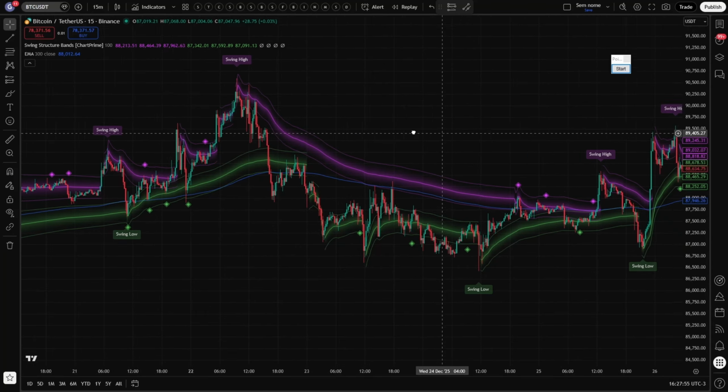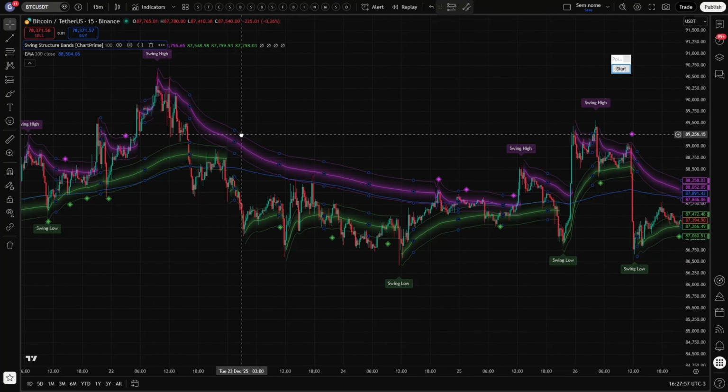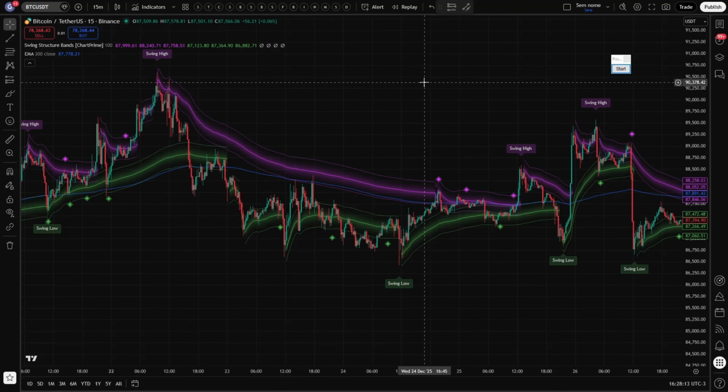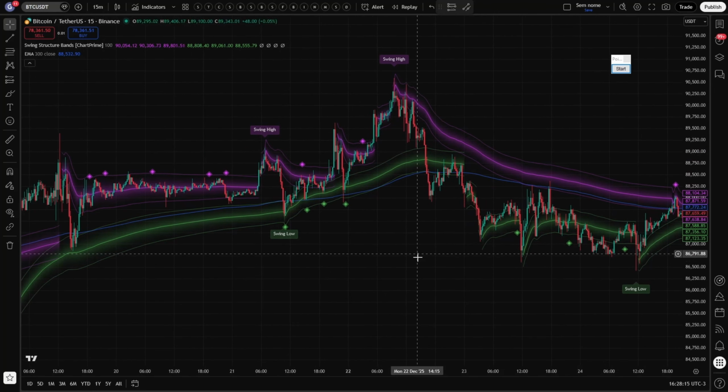I keep the settings as they are by default, but should you wish to adjust them, please note that a longer period will result in a smoother display. The shorter it is, the faster it will be, and you will see more price changes on the screen. Now, how do I usually trade with this indicator?